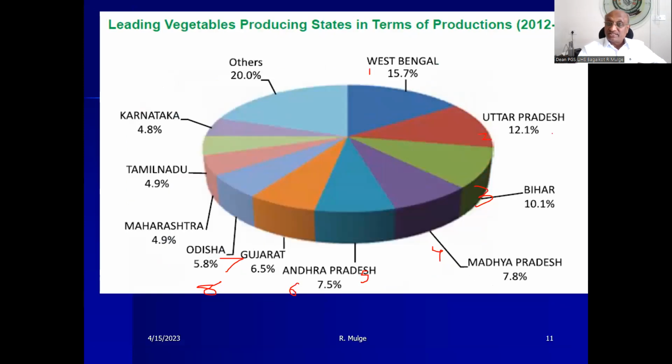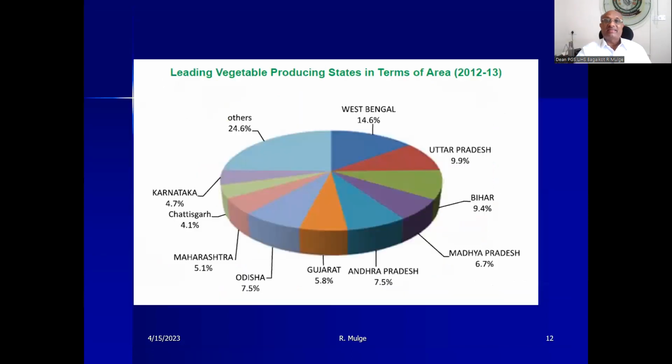Leading vegetable producing states in terms of production, again, a slight variation. West Bengal is number one, followed by Uttar Pradesh, then Bihar, Madhya Pradesh, Andhra Pradesh, Gujarat, Odisha, Maharashtra, Tamil Nadu, Karnataka. These figures slightly vary, but still you get some idea of the leading vegetable producing states in terms of area. It is varying because of the slight variation in productivity. These are again these crops: West Bengal, Uttar Pradesh, Bihar, Madhya Pradesh, Andhra, Gujarat, Odisha, Maharashtra, Chhattisgarh, and Karnataka.